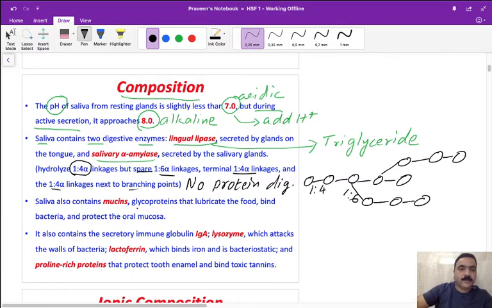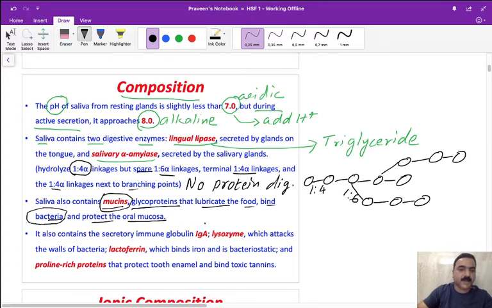Saliva also secretes mucin, which are glycoproteins. That helps lubricate the food, bind bacteria and protect the oral mucosa. So that is the role of the mucin, or the mucopolysaccharide, the glycoproteins.